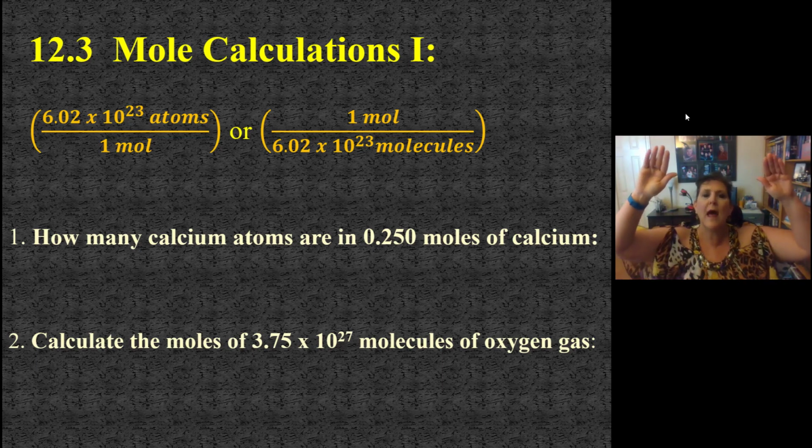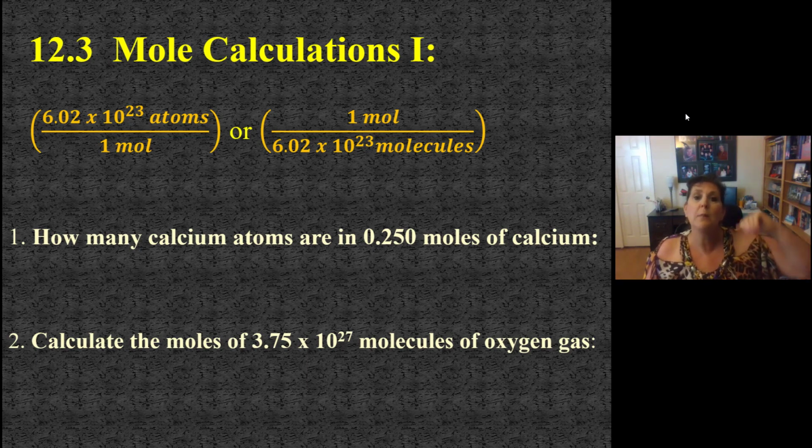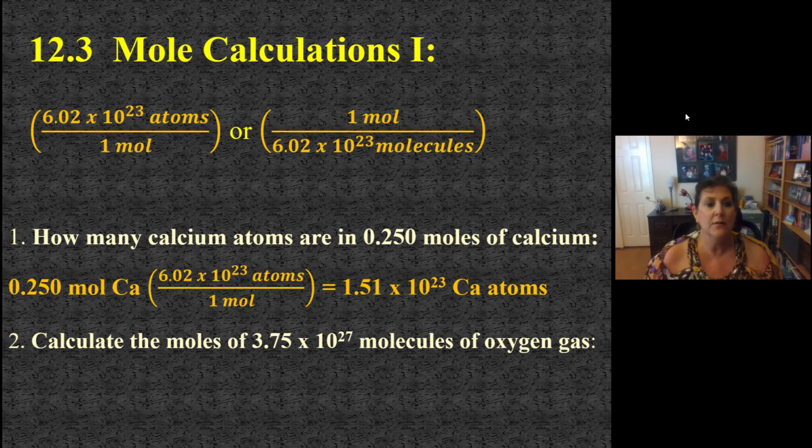Now, next to it, we're going to have Avogadro's number. Is moles going to be on top or bottom, considering we need moles to cancel out? You're correct if you said moles needs to go on the bottom and then atoms goes on top. Looks like that. 0.250 moles of calcium times 6.02 times 10 to the 23rd atoms over 1 mole, because there's 6.02 times 10 to the 23rd atoms in a mole, per mole. Moles cancel and we get atoms, and the answer, if you do it right in your calculator, is 1.51 times 10 to the 23rd calcium atoms.